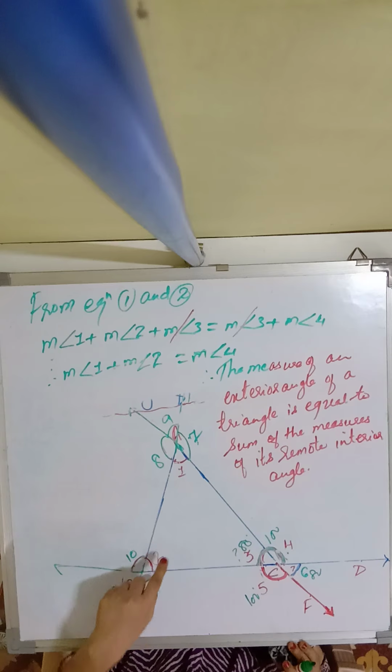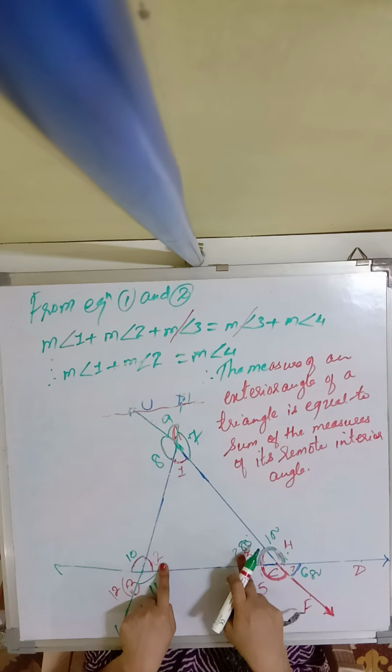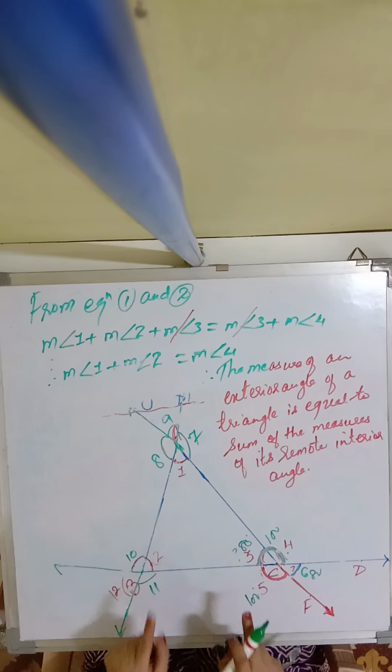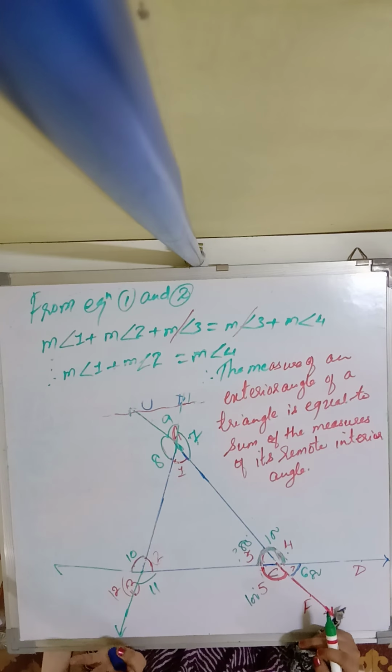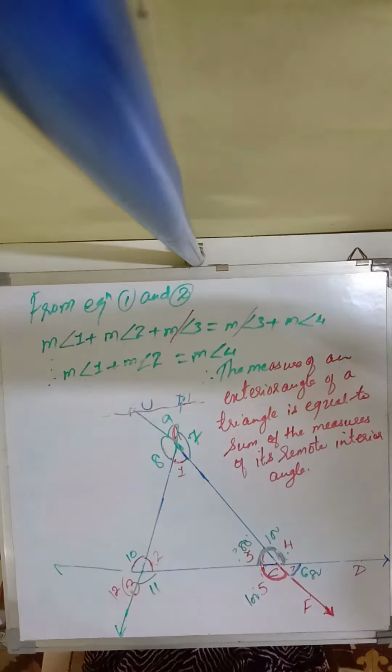And once you know the measure of these two angles, we know that the sum of measures of all the three angles of a triangle is 180 degree. And then we can find out the other measures. Okay children, when we are doing some extra sums, this concept will become more clear. Now let's move.